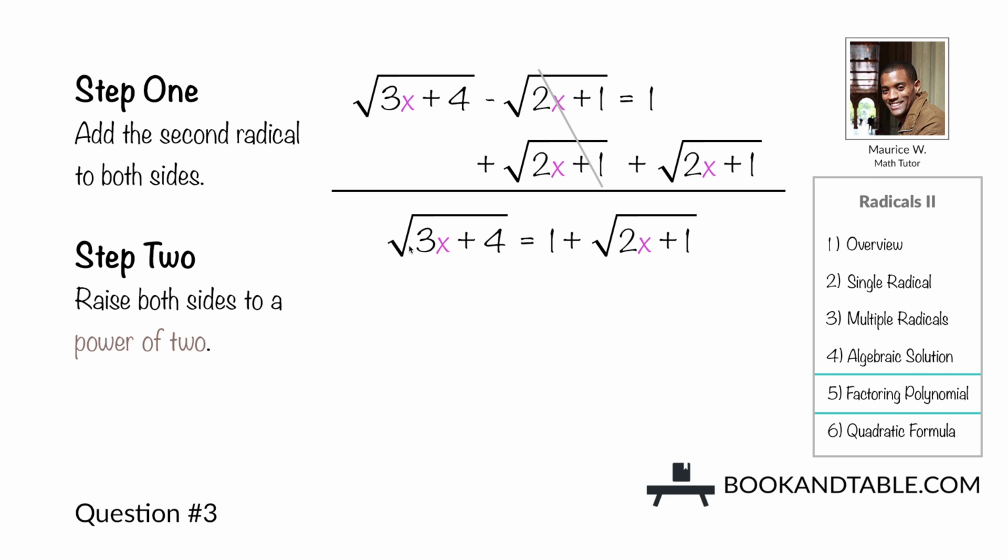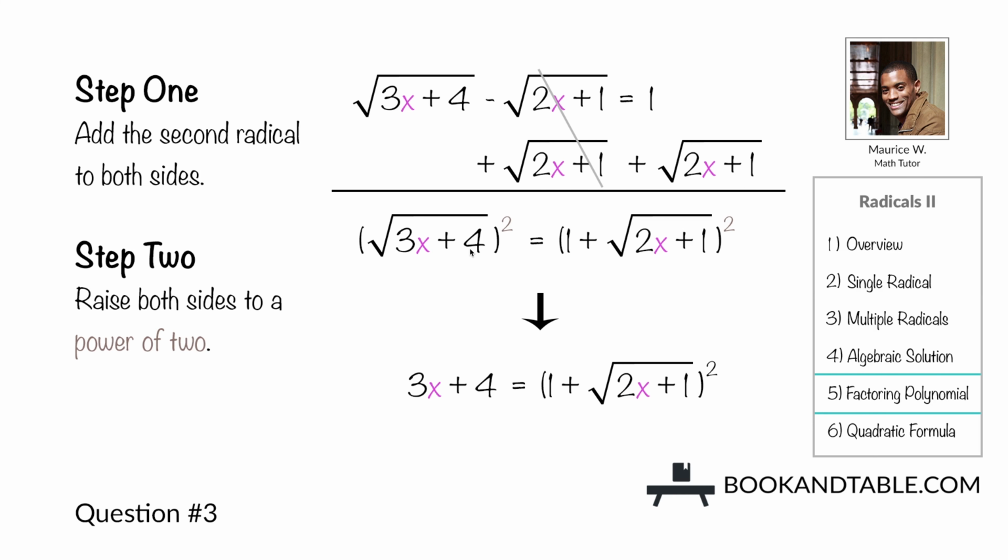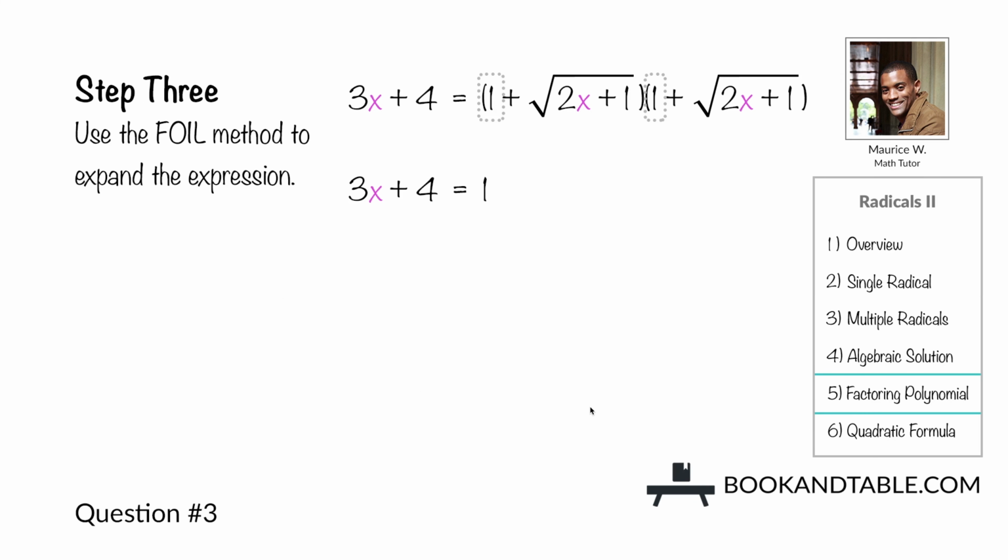To get rid of this radical sign, we want to raise both sides of the equation to a power of 2, leaving us with 3x plus 4 on the left side, and 1 plus the square root of 2x plus 1 squared on the right side. And now step 3, use the FOIL method to expand this expression on the right. So 1 plus the square root of 2x plus 1 times itself, squared.